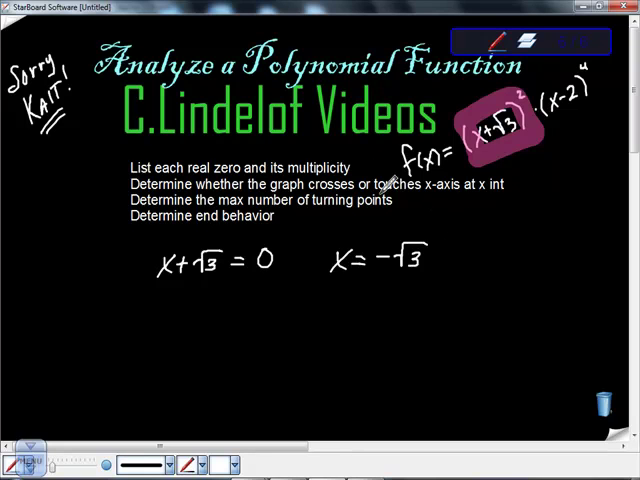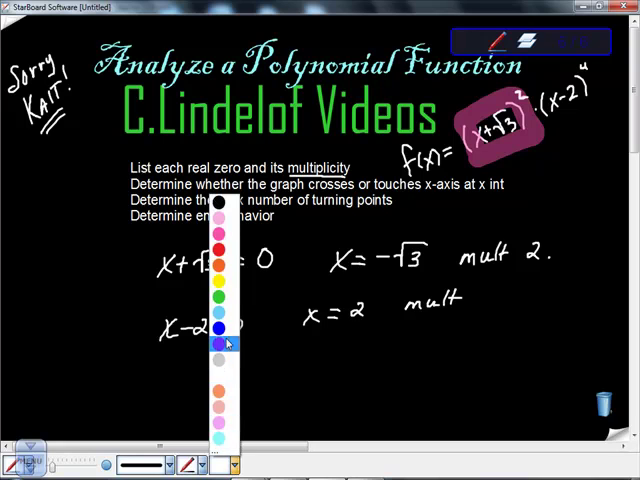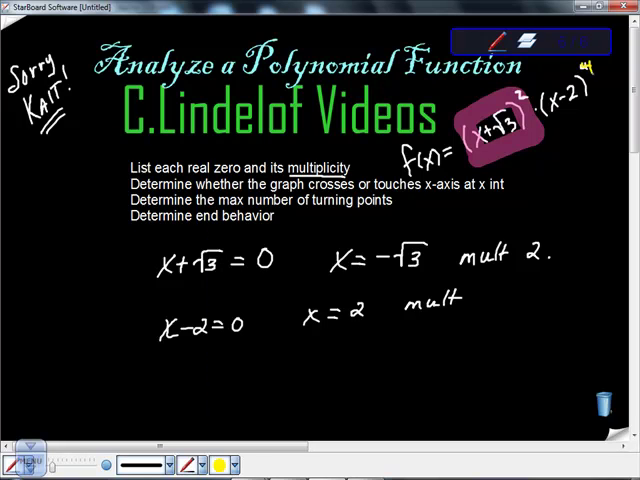The next question asks, what's its multiplicity? The multiplicity is the exponent value, so it's a multiplicity of 2. I'll put multiplicity 2 and come back to what that means in a second. The next factor is x minus 2. I set that equal to 0, so x minus 2 equals 0, and x is equal to 2. That has a multiplicity of 4. So that answers this part.